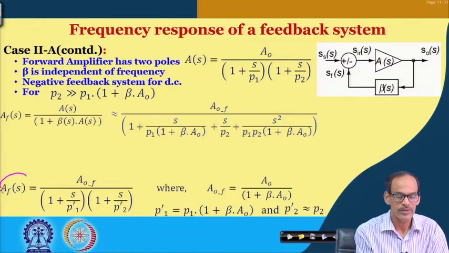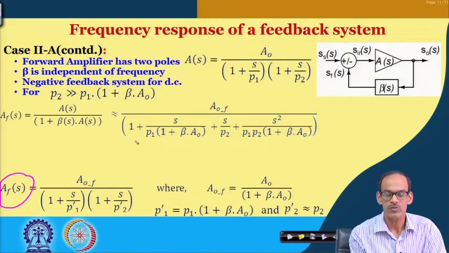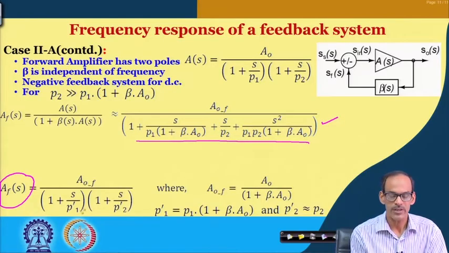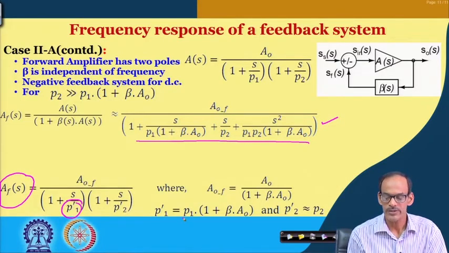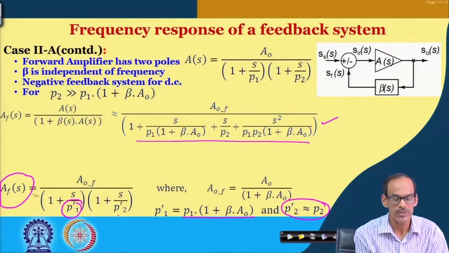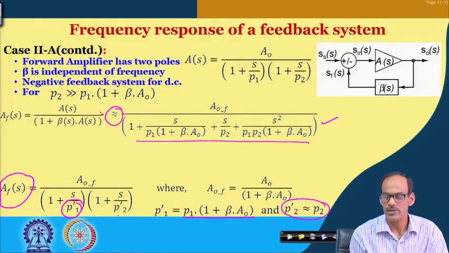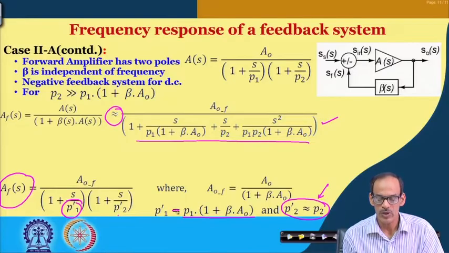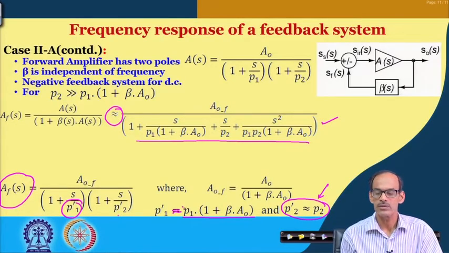So, we do have this AF and this is the approximation we have, and this is helping us for the factorization. And as I said, this P1 dash is P1 multiplied by 1 plus beta into A naught, and P2 is approximately equal to 2. Why this approximation? In fact, I should say this approximation is basically leading to this approximation. In fact, we may say this is also an approximation, but it is a fairly good approximation.